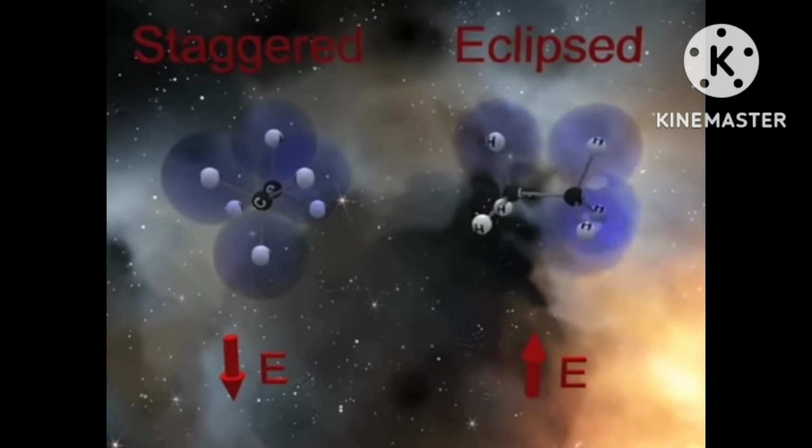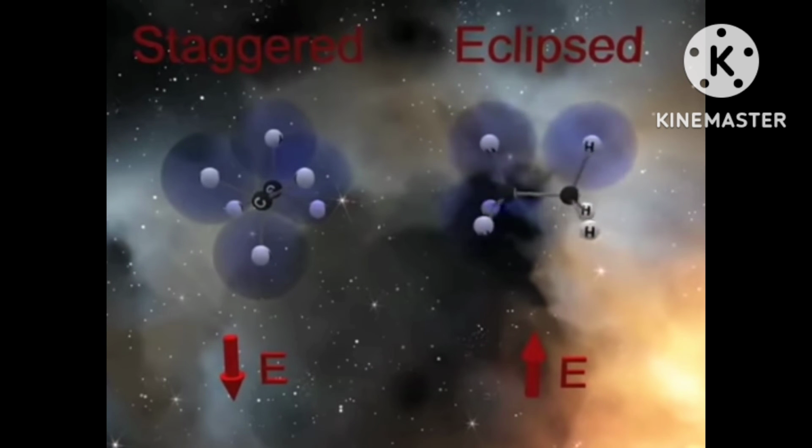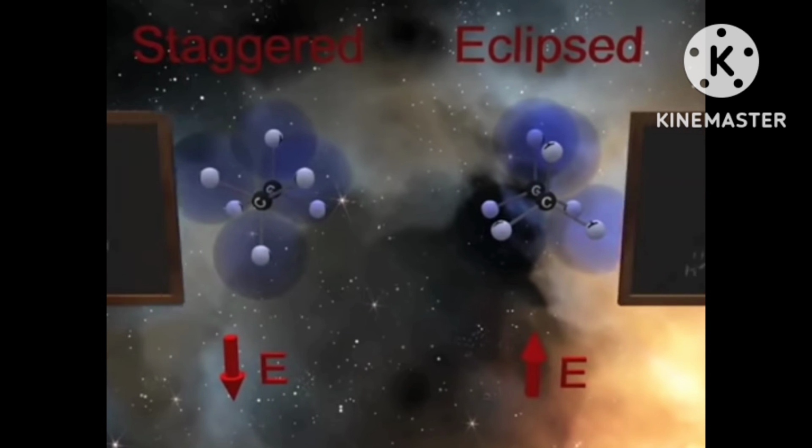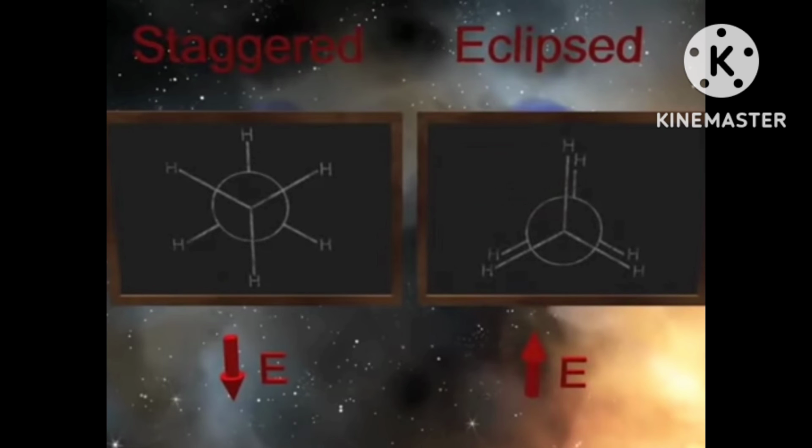It may be easier to remember that atoms want to be as far apart from each other as possible. Think of it as less crowding. When molecules are viewed down the CC sigma bond, we call this a Newman projection. Often you may see your instructor represent the Newman projection on the blackboard as follows.